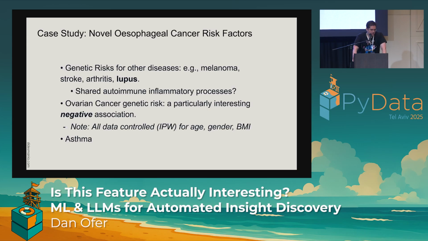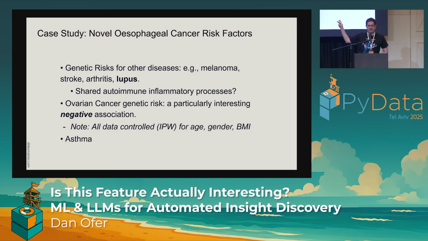Some of what we got was, for example, in esophagus cancer, which is a painful topic for me: stuff about genetic risks for other diseases, melanoma, arthritis, lupus, and stuff about inflammatory processes. Ovarian cancer risk had the opposite effect: higher risk for ovarian cancer, lower risk for cervical cancer. I'll note all of the data here is also controlling for age, gender, and BMI.